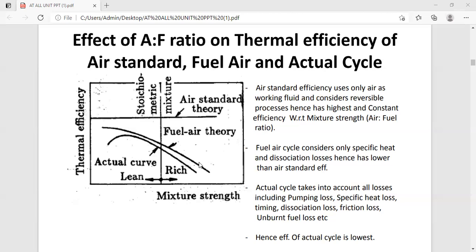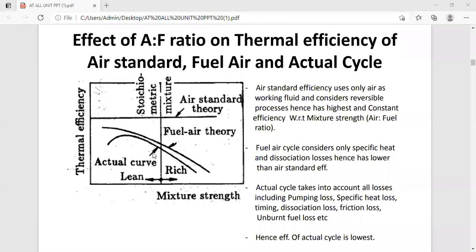Next, if you see this curve, the fuel air cycle considers only specific heat and dissociation losses, as we have discussed in previous slides. So it has lower efficiency than the air standard efficiency. And also, this is the actual curve. In the actual cycle, we consider all the losses, including pumping losses, specific heat losses, timing loss, dissociation loss, frictional loss, unburned fluid loss, and other losses such as blow-by and all those losses.